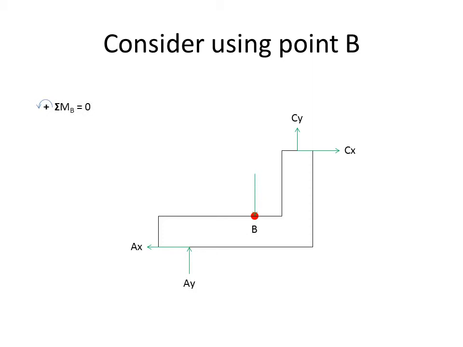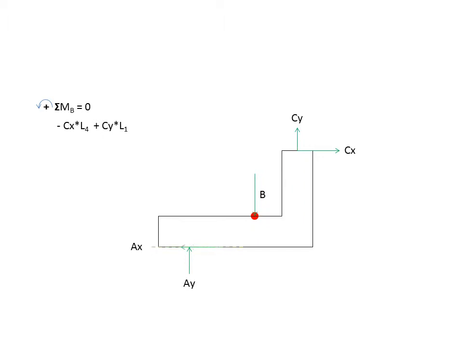Now consider taking moments about point B. For Cx and Cy, they both generate moments about B. Ax and Ay also generate two moments about B. Because Cx and Cy are known, we now have two unknowns in the equation.